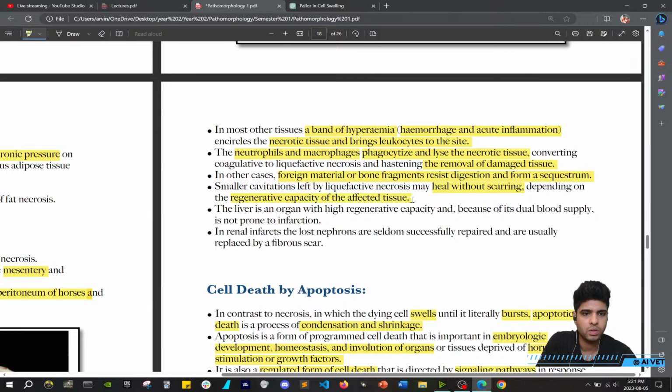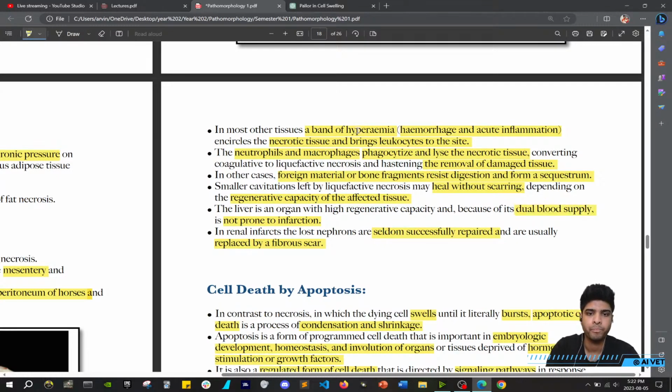It also depends on the regenerative ability. The liver is an organ with a highly regenerative capacity. Because of its dual blood supply, it is not prone to infarction. In renal infarcts, lost nephrons are seldom successfully repaired and are usually replaced with a fibrous scar.